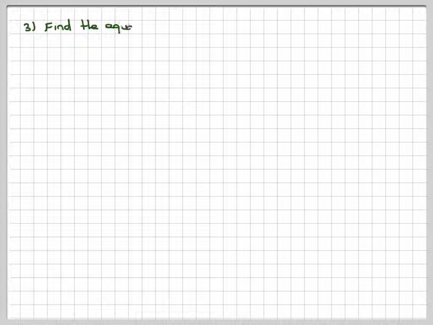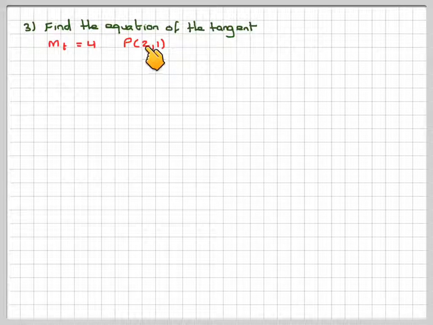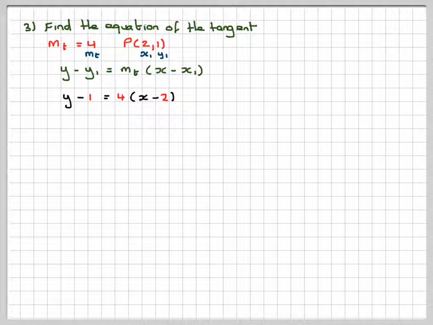Step 3 is now we can find the equation of the tangent. So we know that mt is equal to 4, and we know the point P is 2, 1. Now there's a formula for finding a line where you know its gradient and one point on the line, and this is the formula here: y minus y1 is equal to mt times x minus x1. So we need to substitute these numbers in at the right place. This is mt, and it's a good idea to write underneath each one what they are. This is x1, this is y1. So we're going to have y minus 1 is equal to mt, which is 4, brackets x minus 2.